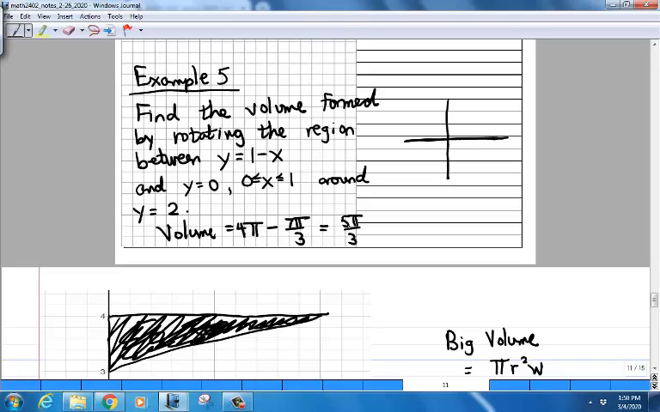So I don't remember that answer. Did I make a mistake there? Okay, all right, so 5 pi over 3. There we go. Cubic something or others, right? There's the volume. Yay.